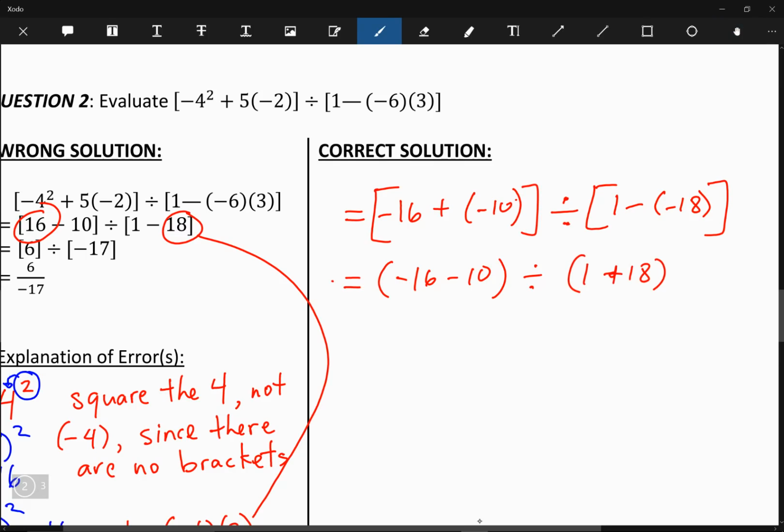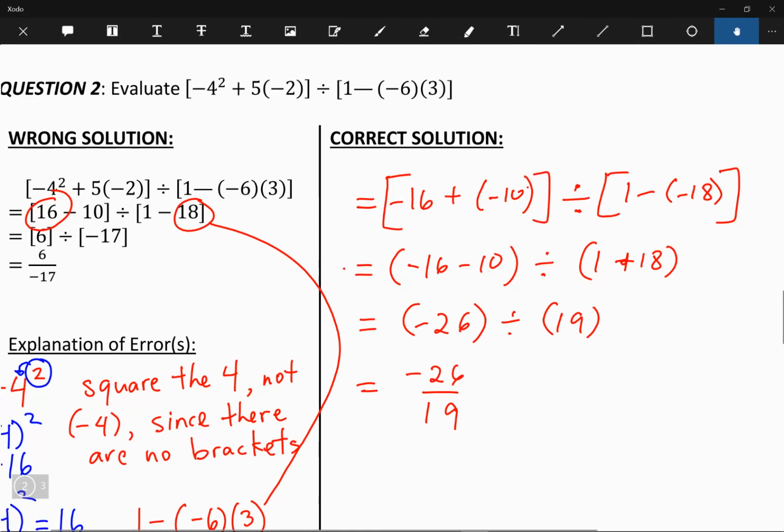And so I got rid of the round brackets. I'm making the square brackets into round brackets now, so I don't need square brackets anymore. Okay, negative 16 minus 10 is negative 26. Divide that by 1 plus 18, which is 19. Then you get your answer. You can write it as a fraction, negative 26 over 19.